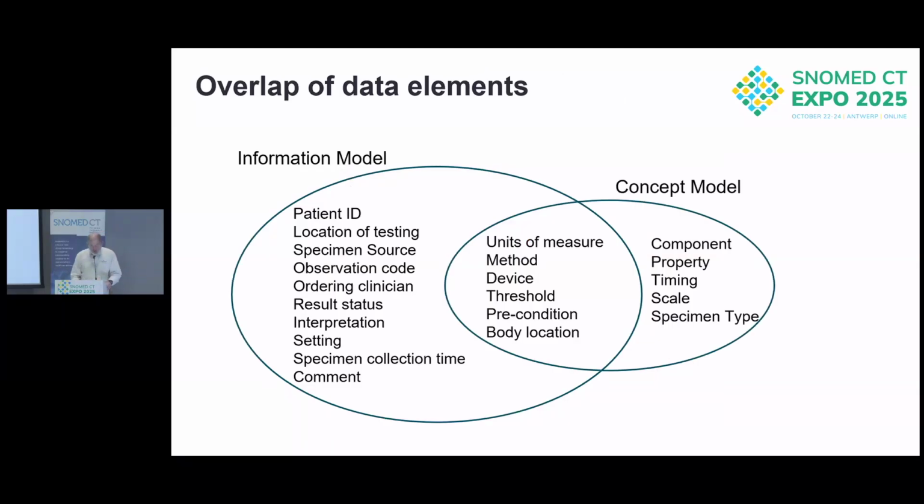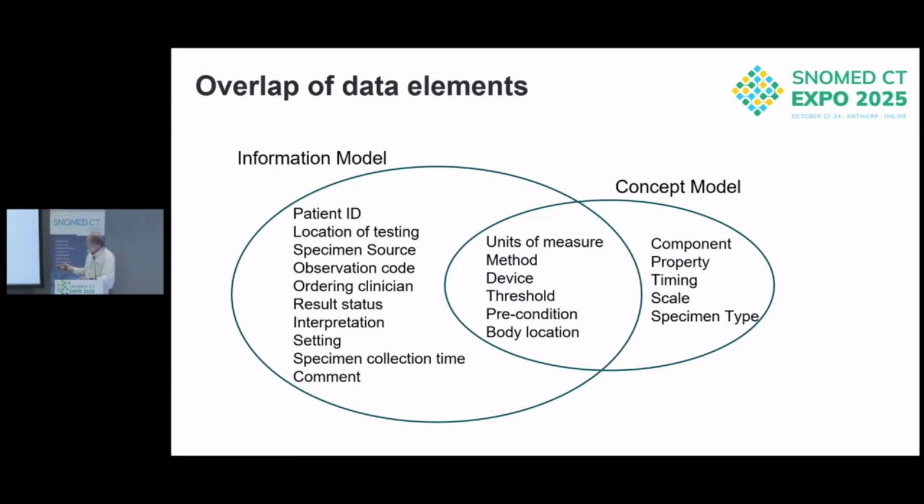So the more global generalization that I would make is this one. This is one slide that I think is maybe one of the most important in this presentation, and that is that you have the information model, and there are things in there like the patient ID, location testing, specimen source, the ordering clinician, the result status, the interpretation, et cetera. Those things are always in the information model. You don't want to put over in here Stan Huff's serum sodium or something like that.